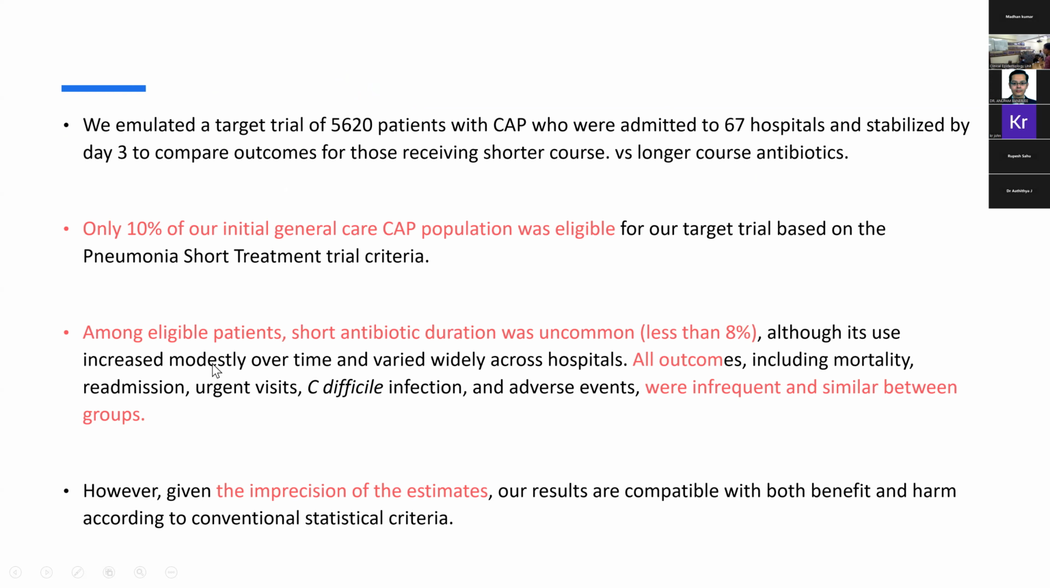All outcomes including mortality, readmission, urgent visit, C. difficile infection, adverse events were infrequent and similar between both the groups. However, given the imprecision of the estimates, our results are compatible with both benefit and harm, which means the relative risk is crossing 1. So you can't say on either side which arm is better.